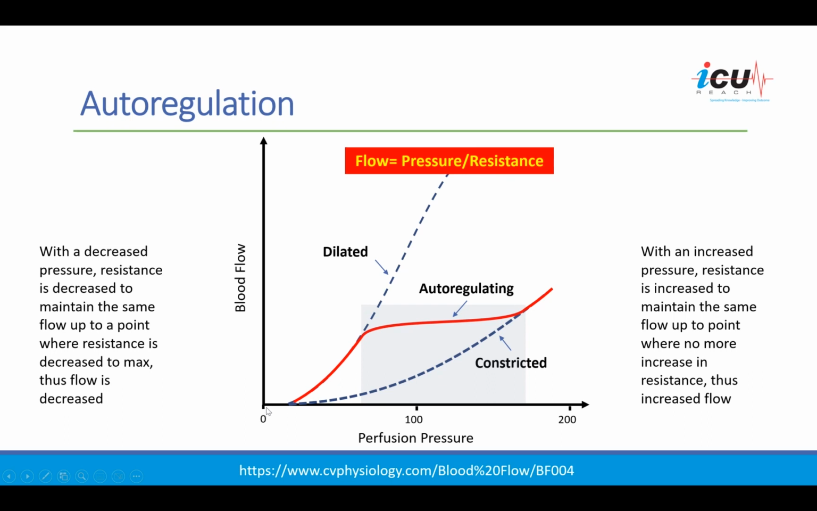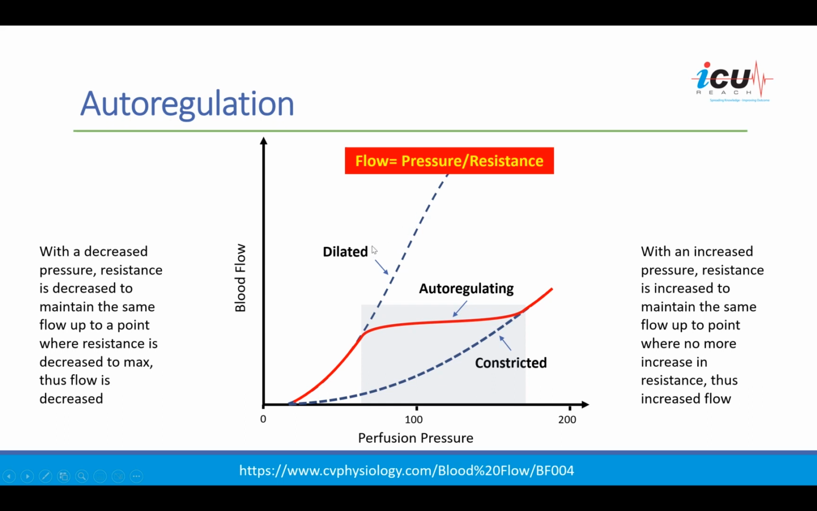Now, if we have on the x-axis the perfusion pressure and on the y-axis the blood flow, without any autoregulation mechanism, we're going to see a direct relationship between the perfusion pressure and the blood flow. If the vessels were constricted, you will see that the blood flow increases gradually as we go up on the perfusion pressure. That increase in the blood flow will be much higher if the vessels were dilated.